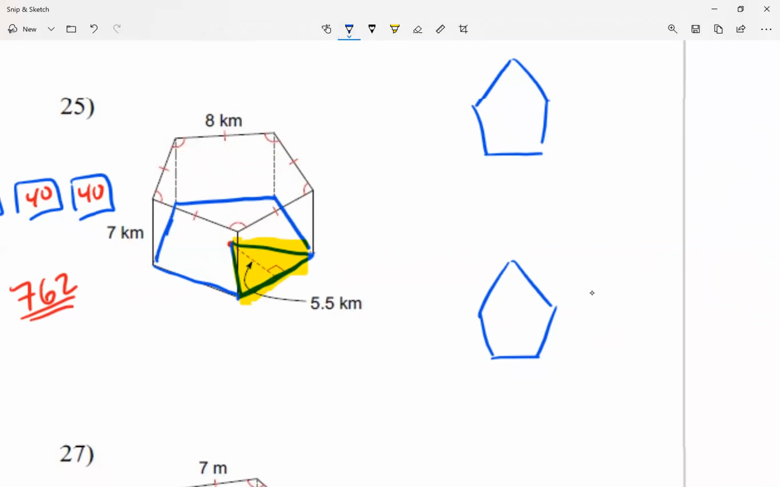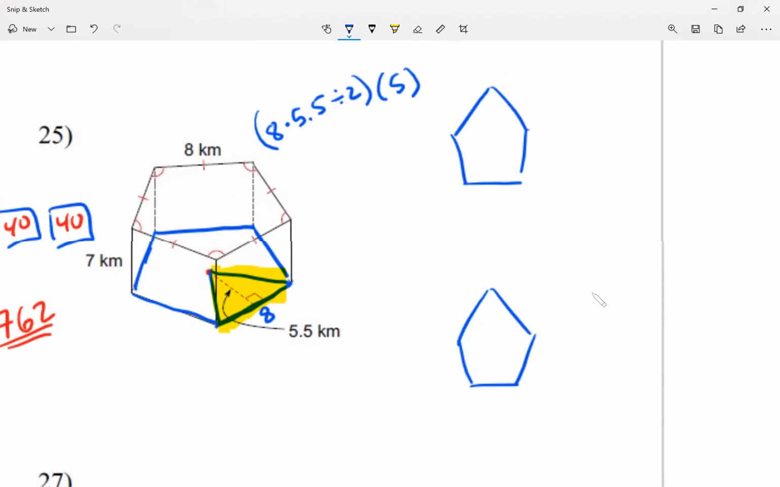For that triangle, I'm going to multiply the two numbers that make the 90-degree corner. I know each measurement outside of my polygon is 8. So for that triangle, I'm going to go 8 times 5.5 divided by 2. That is just the yellow triangle. Whatever I get from my yellow triangle, I'm gonna multiply this by 5. There are 5 sides of the polygon. So let me go 8 times 5.5 divided by 2 times 5. My polygon in this case happens to be 110.